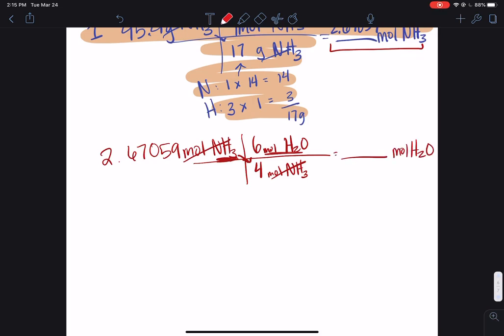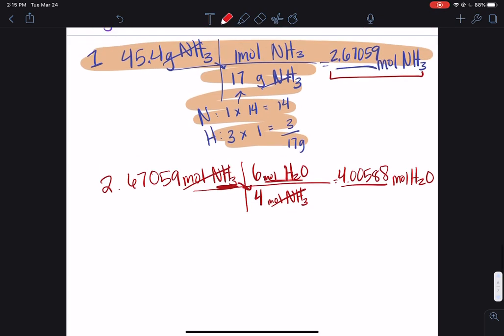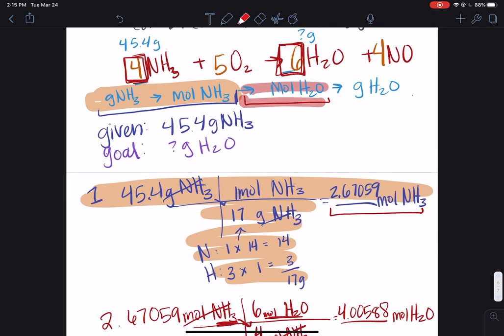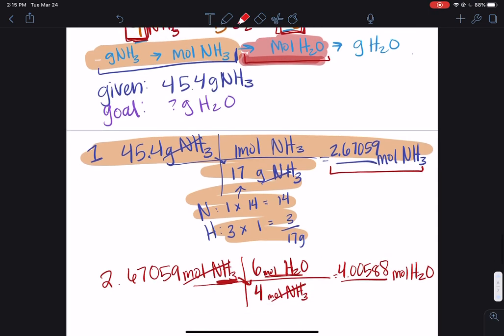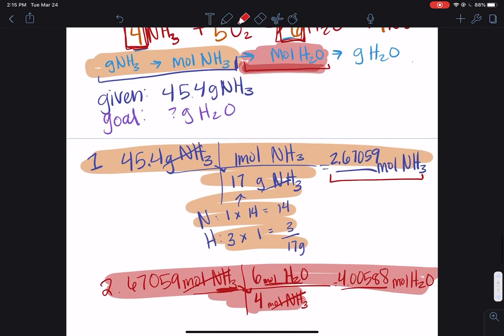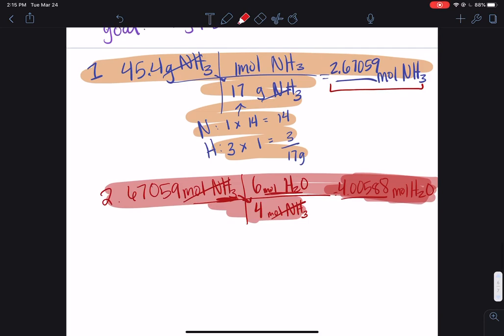So when you solve that in your calculator, you get 4.00588 if you keep all those same numbers. So that is step number 2, where you are going from moles of NH3 to moles of water. All right, let's just go back and look at what we were asked for. We were asked for grams of water. We are currently in moles of water. So we need to go one step further.